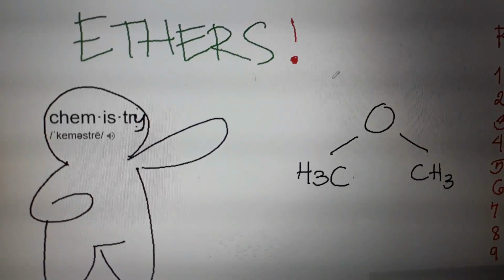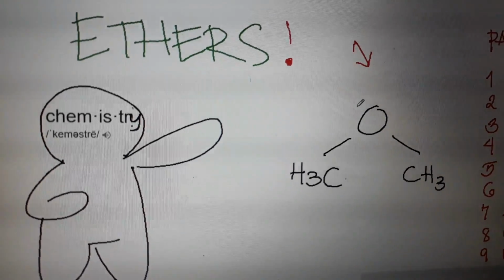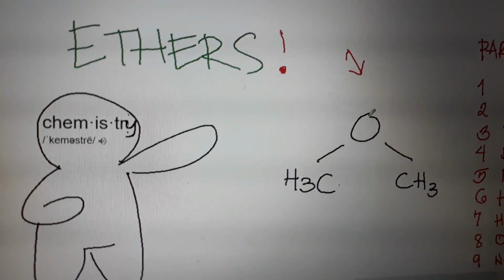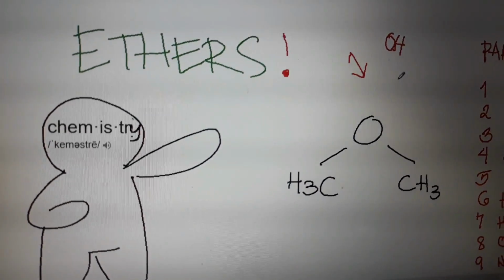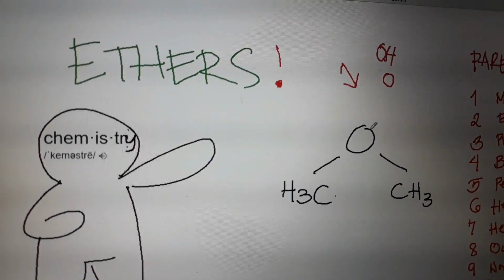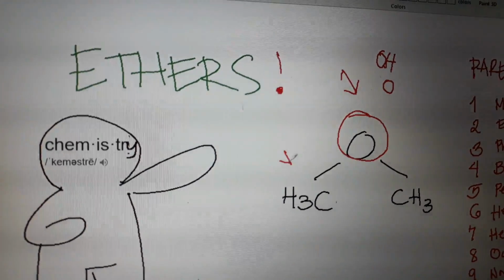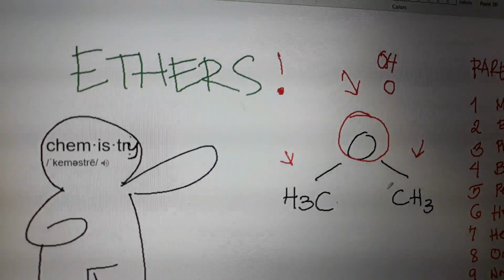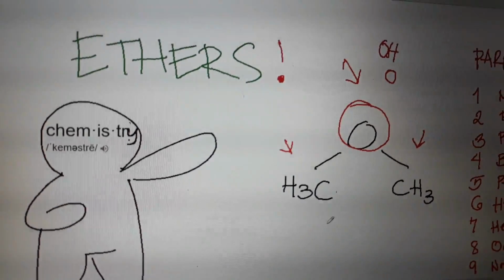So let's name this ether molecule we have right here. So like alcohols, the first thing we have to do is determine the functional group. For alcohols, we have the OH or the hydroxy functional group. But for ethers, we simply have an oxygen atom. But this oxygen atom should be attached to 2 non-hydrogen atoms. So here we have the functional group for this ether molecule. So let's name this bad boy.